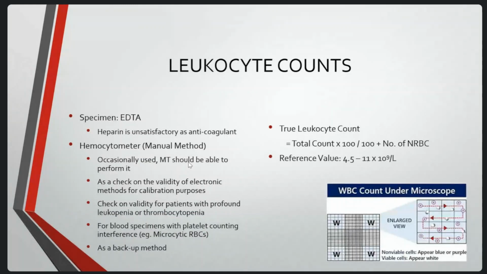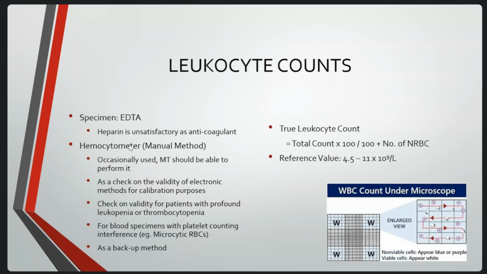So next is our WBC counts. Another term for WBC is leukocyte. The specimen of choice is blood with anticoagulant using EDTA, or ethylenediamine tetraacetic acid. It says here that heparin is unsatisfactory as an anticoagulant. So for now, we are mainly using EDTA anticoagulant for our CBCs.